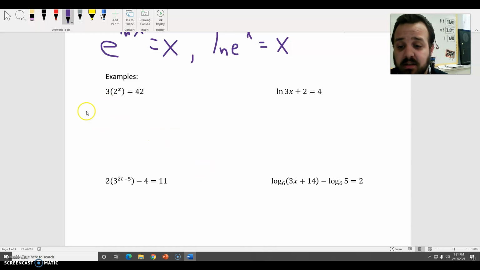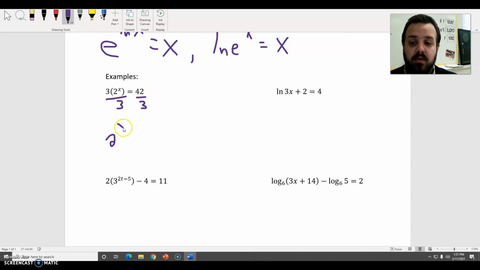So example number 1, here's an exponential equation we're going to try to solve. We're going to basically be following our order of operations backwards. So if you think of that, get rid of addition and subtraction, get rid of multiplication and division, and the last one, exponents. That's where we're at in terms of using our logarithms and exponentials to solve these. I'm going to start here by dividing by 3 to get rid of that 3 that's being multiplied out front. And I'm going to get 2 to the x equals 42 divided by 3, which is 14.